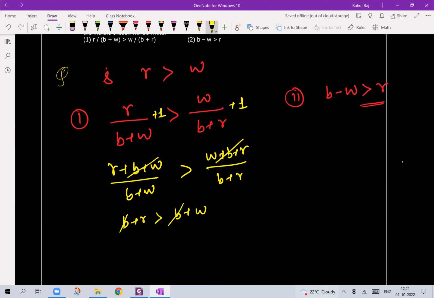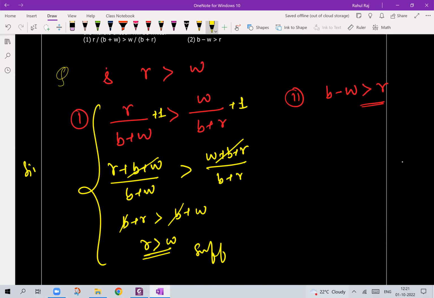I can cut B and say R is greater than W. Sufficient. But to come down to this simple thought process of adding plus 1, you will have to do multiple things. You will straightforward, first of all, cross multiply and check. You will feel that you will get no conclusion. You bring this entire stuff on the left hand side and start doing your calculations. You will still get no conclusion. But it doesn't mean if you don't get any conclusion, it is not sufficient.